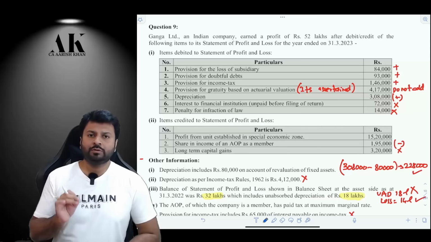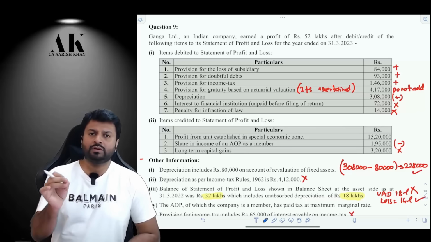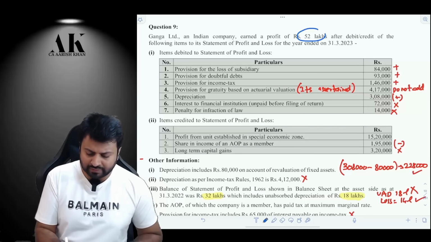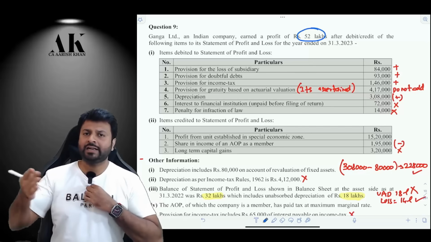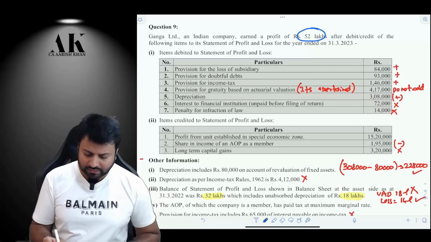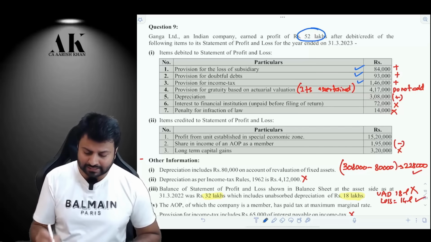We are supposed to compute the book profit, and after computing the book profit, we are supposed to compute the MAT liability. So they have given us the net profit. The net profit is 52 lakhs. You will write down that first, and you will add, less, all the items which are added in Explanation 1 to Section 115JB. Now, provision for loss of subsidiary, yes, it is added back. Provision for doubtful debts, yes, it is added back. Income tax, yes, it is added back.